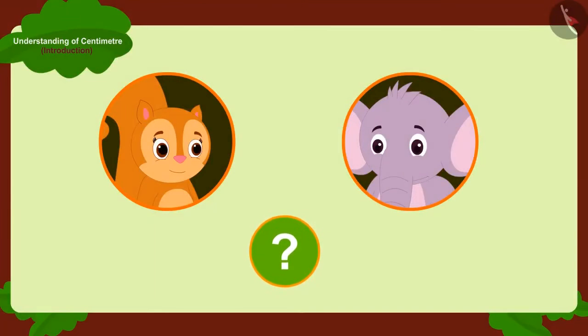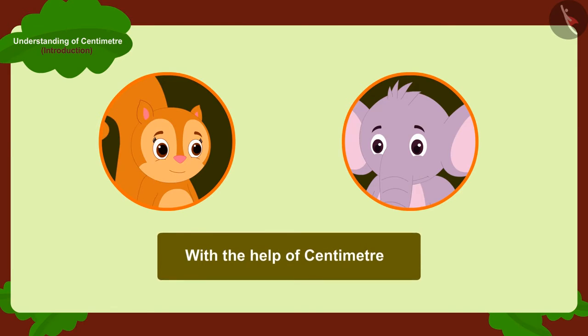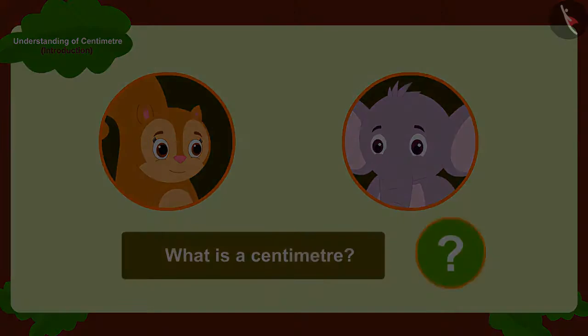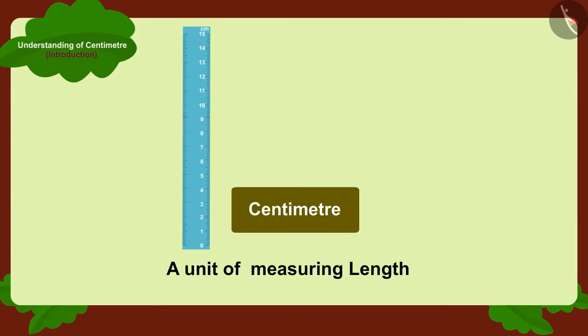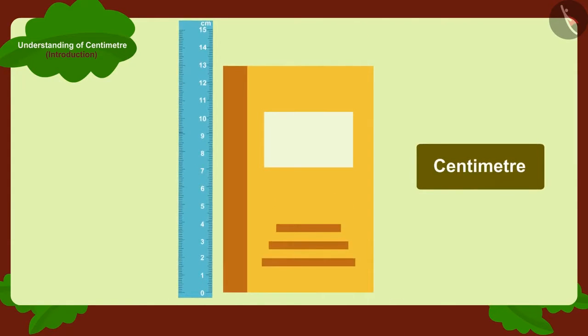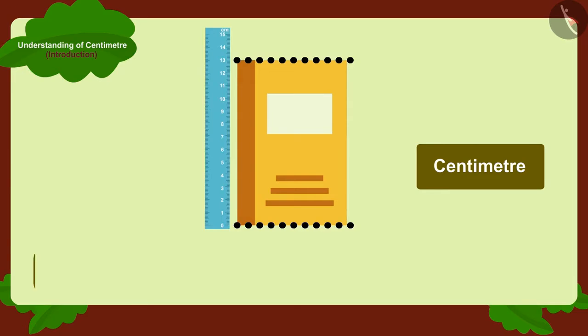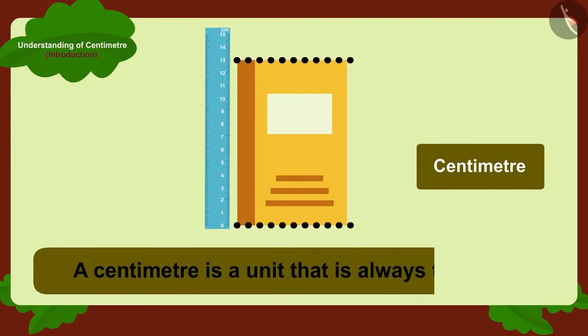Appu told Chanda that she can solve all these problems in a very easy way with the help of centimeters. Chanda could not understand anything. She immediately asked Appu, What is a centimeter? A centimeter is a unit of measuring length. We can measure the length of any object in centimeters, and centimeter is a unit that is always the same.